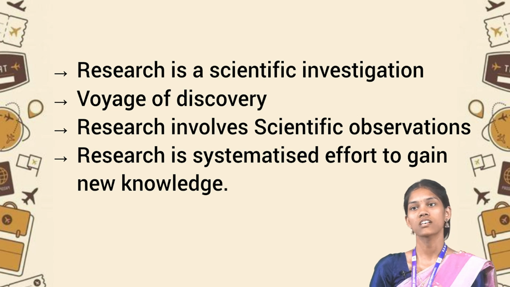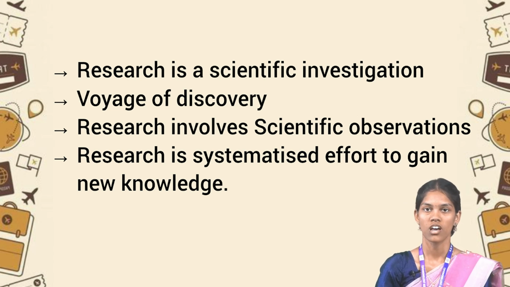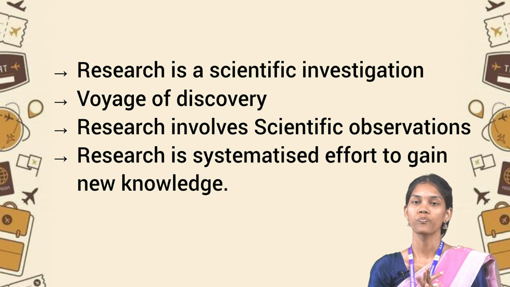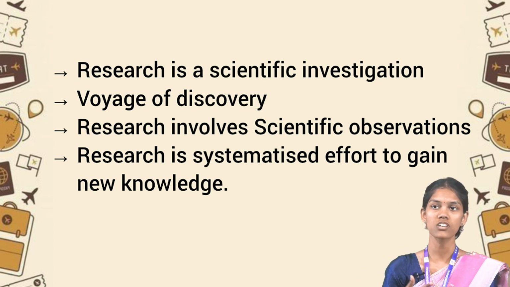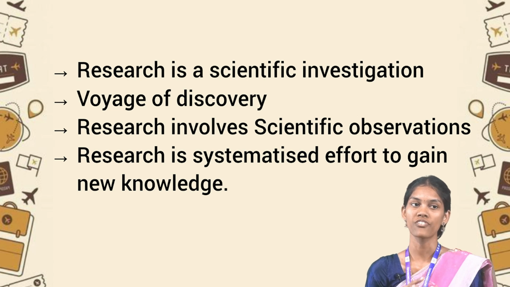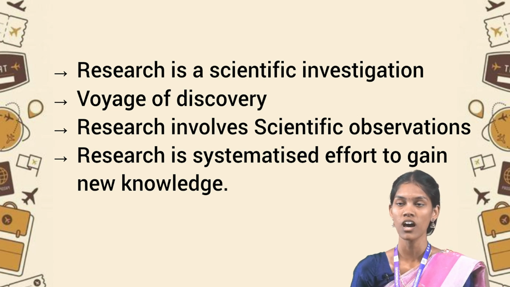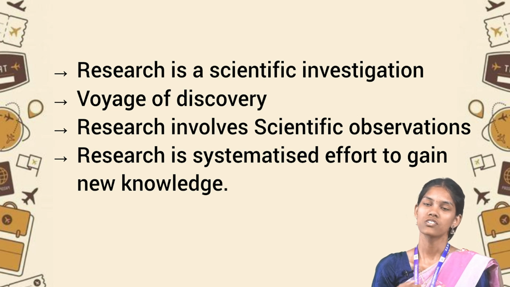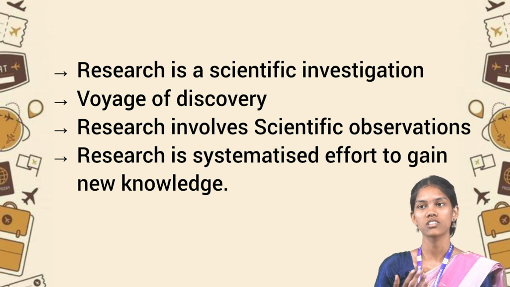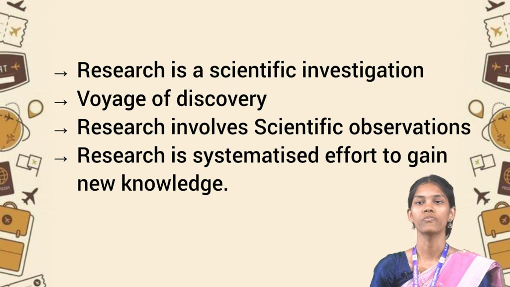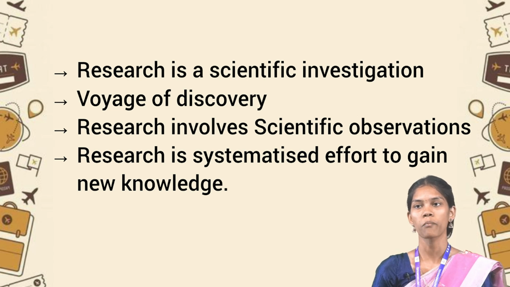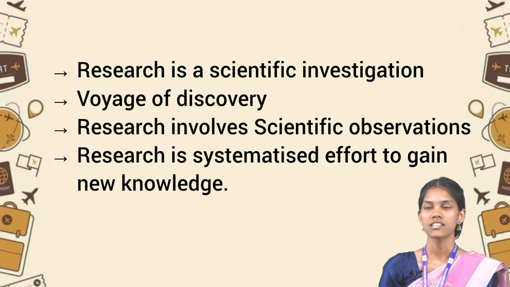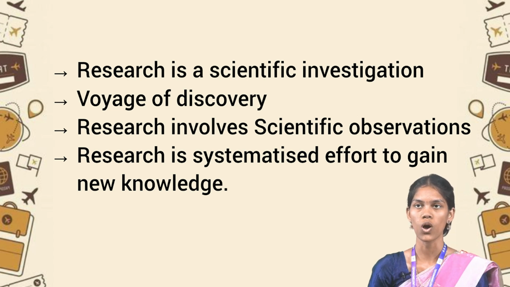Research involves scientific observation. So it involves some of the design and some of the ways to analyze the data. So research involves scientific observation. When a researcher observes something, they have to scientifically experiment on it. So then only they can research their research problem. Next, research is a systemized effort to gain new knowledge.